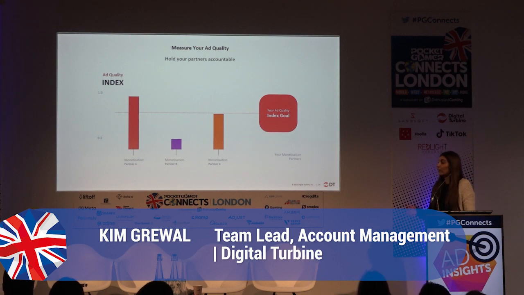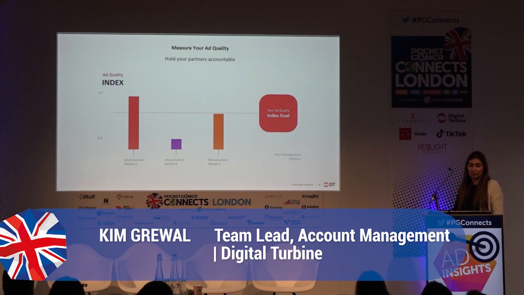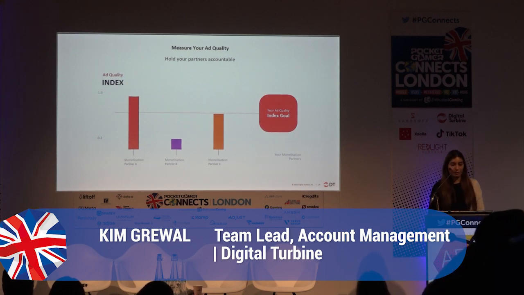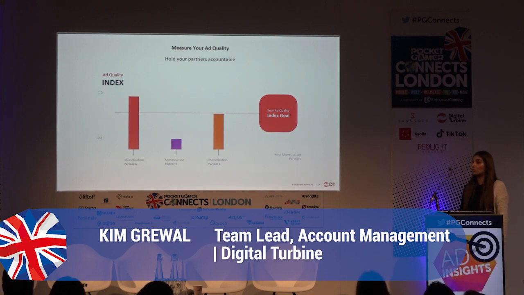So let's say you've calculated the index across 3 of your monetization partners. It's super clear here that monetization partner B has a very low ad quality index, or AQI, and has the opportunity to improve. Their index is low. After seeing their ads, users are more likely to leave your game.